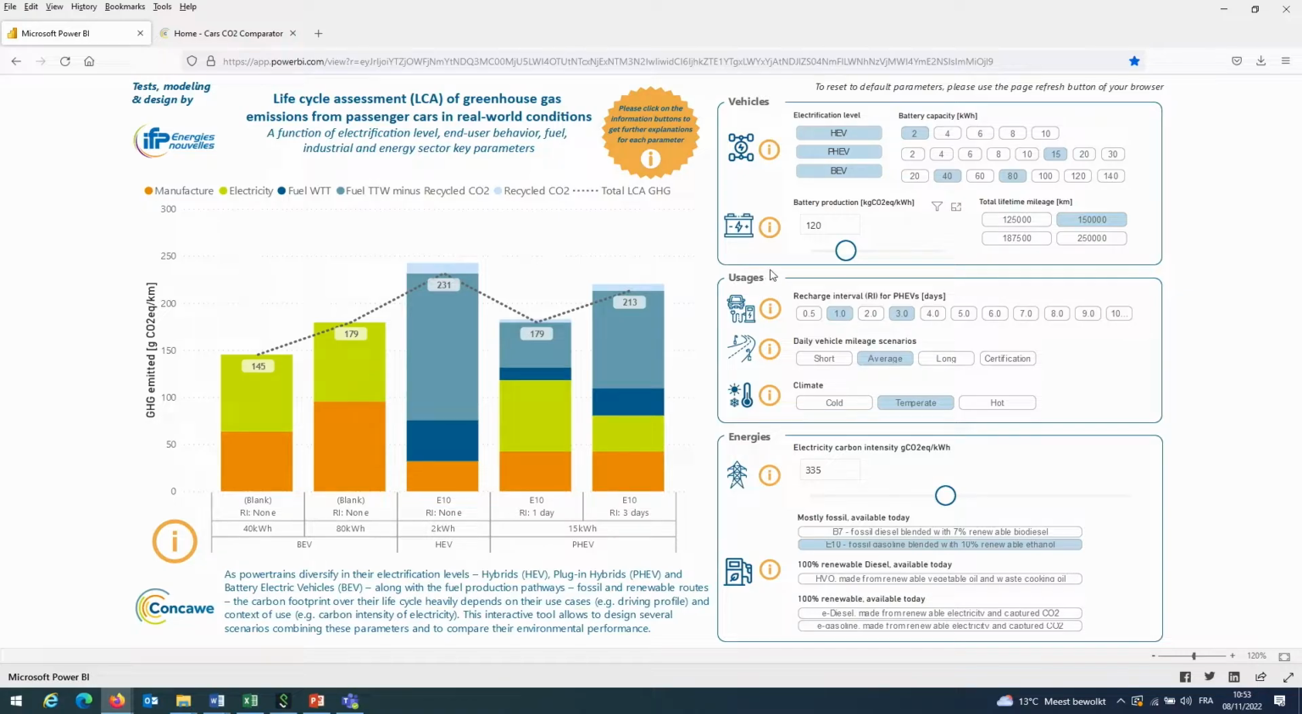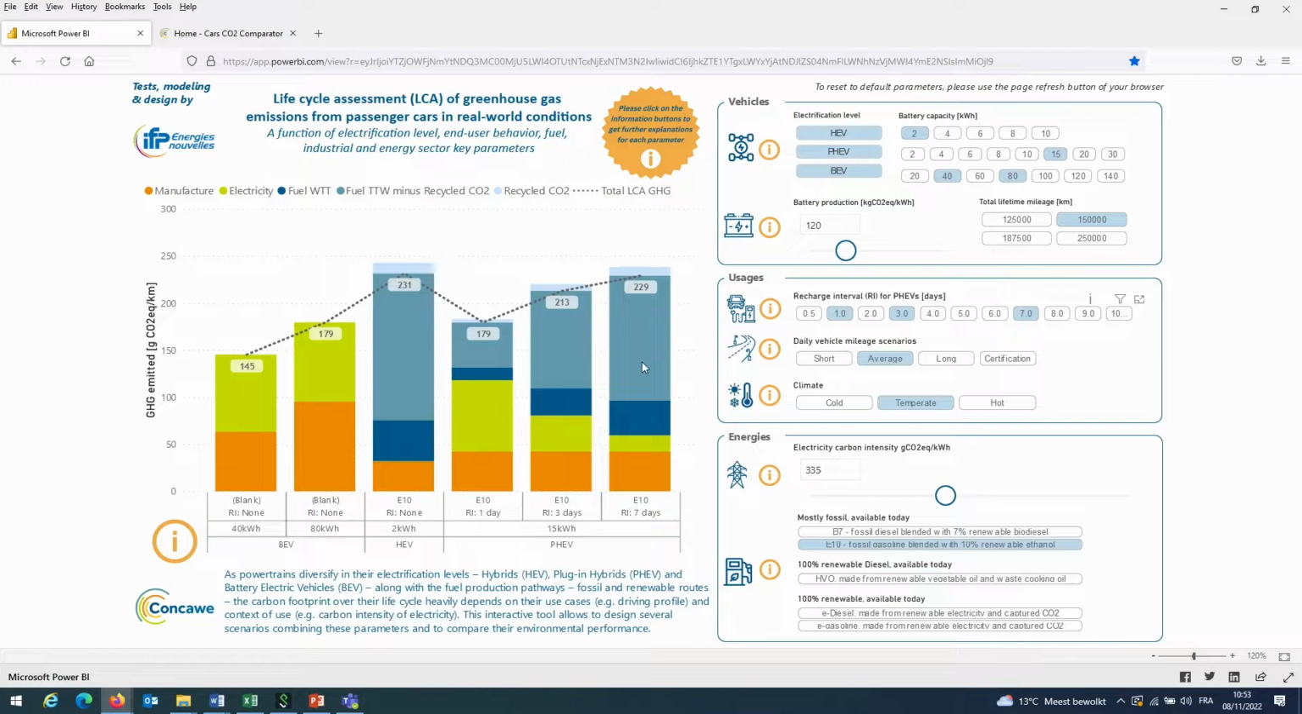Next, you can define the usage. And we start with the recharge frequency of your plug-in hybrid electric vehicle. So for the moment, it's recharged either every 1 day or every 3 days. But if you think that it will be even less than that, you can select, for instance, every 7 days. And you can see that the new value has appeared with even higher emissions.